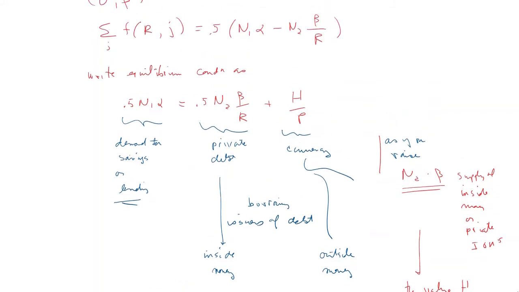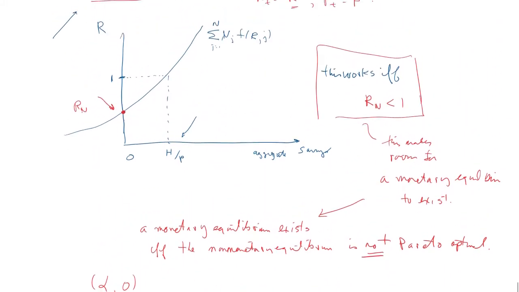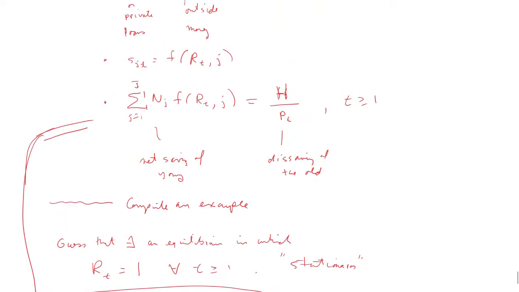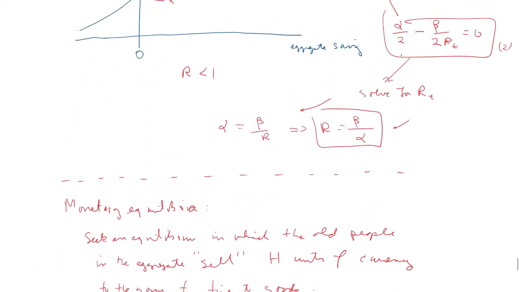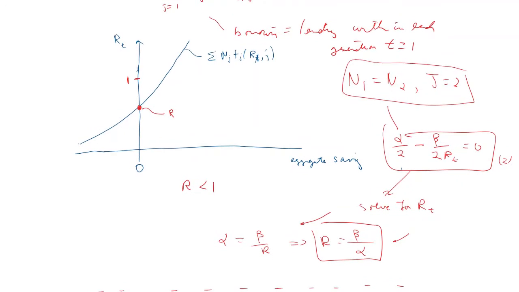Okay, so this is our overlapping generations model with heterogeneous consumers, and this was our graph. So thank you.